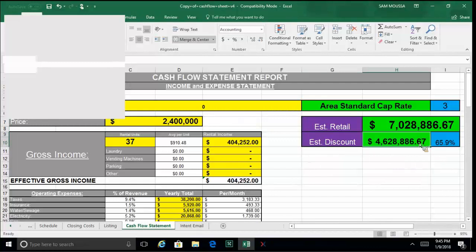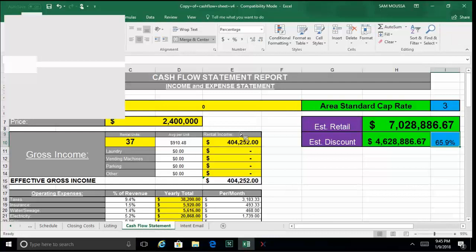Now, the estimated discount is based on the estimated retail value versus what we're paying. That's how it's getting that number. Does that make sense to everybody? So this is saying we're getting a 66% discount. My apologies, I'm in trouble with numbers today.